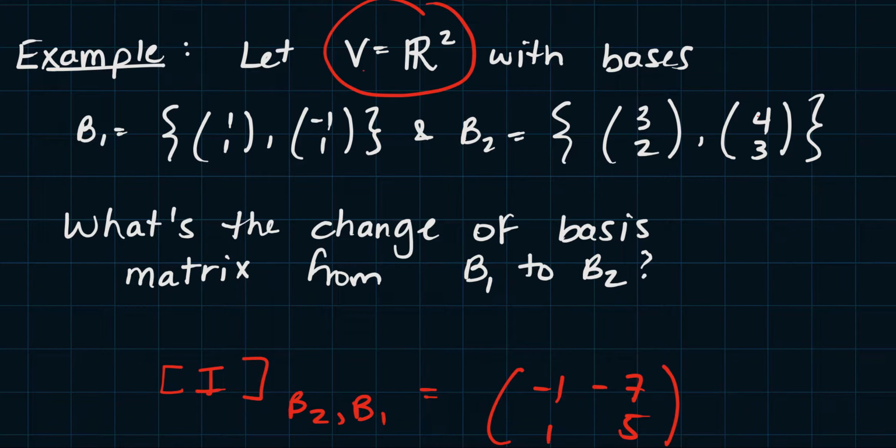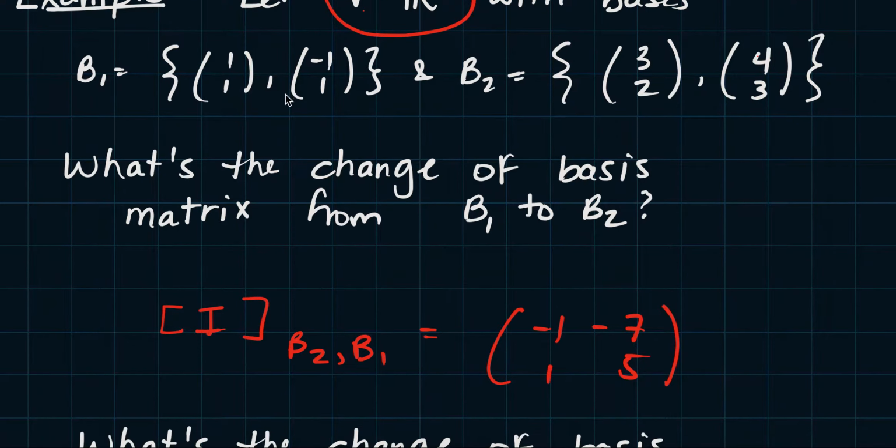Last time we ended on this problem, we said that V is the vector space R2 with the following bases, B1 being (1, 1), (-1, 1), and B2 is (3, 2), (4, 3). We wanted to find the change of basis matrix from B1 to B2.